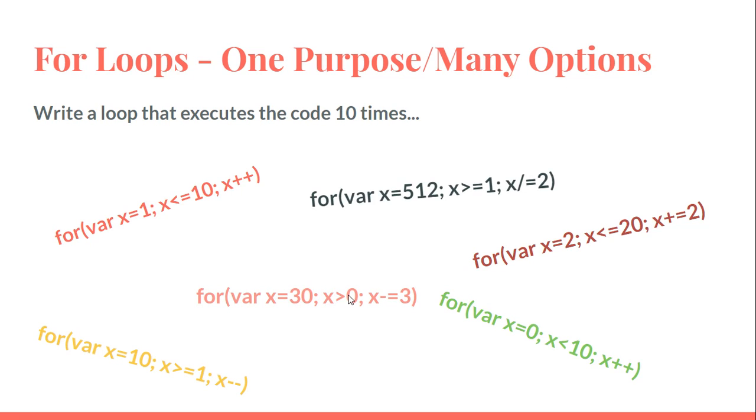And then here's one more. For var x equals 512, as long as x is greater than or equal to 1, x /= 2. It's going to run at 512, 256, 128, 64, 32, 16, 8, 4, 2, and 1. There are infinitely more versions of this that we can write. They are all correct. They all run their loop 10 times.